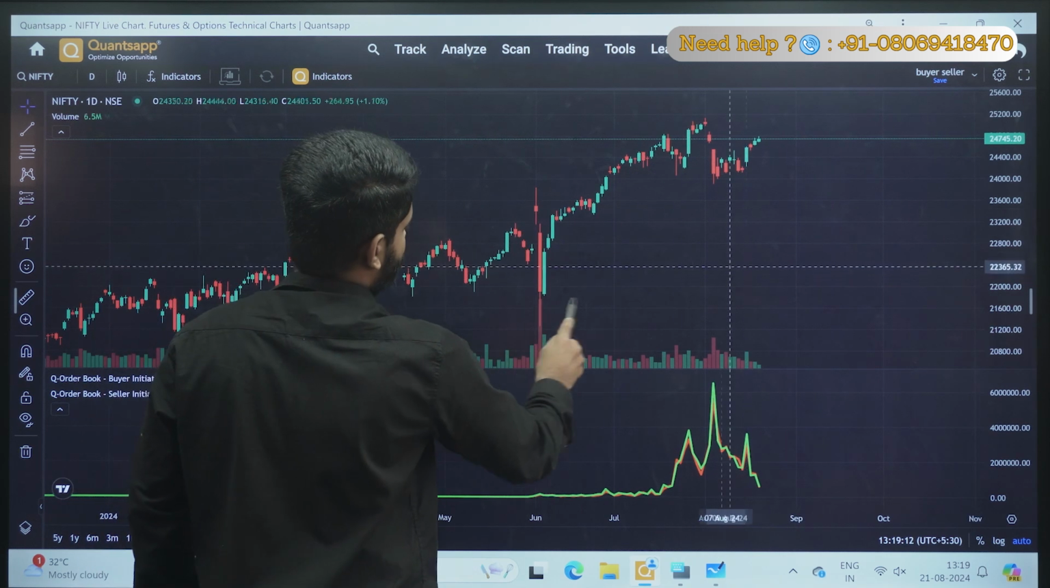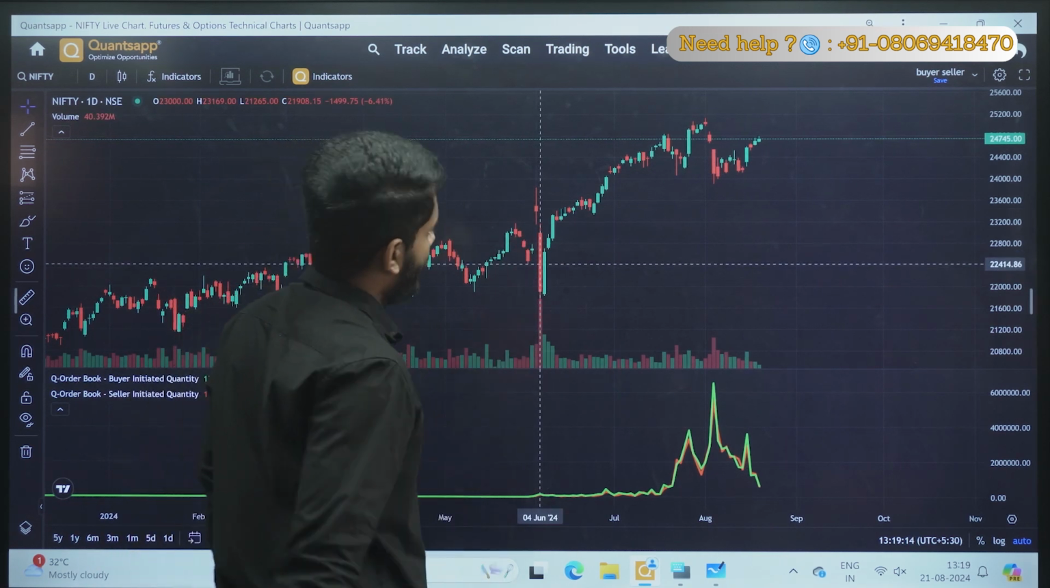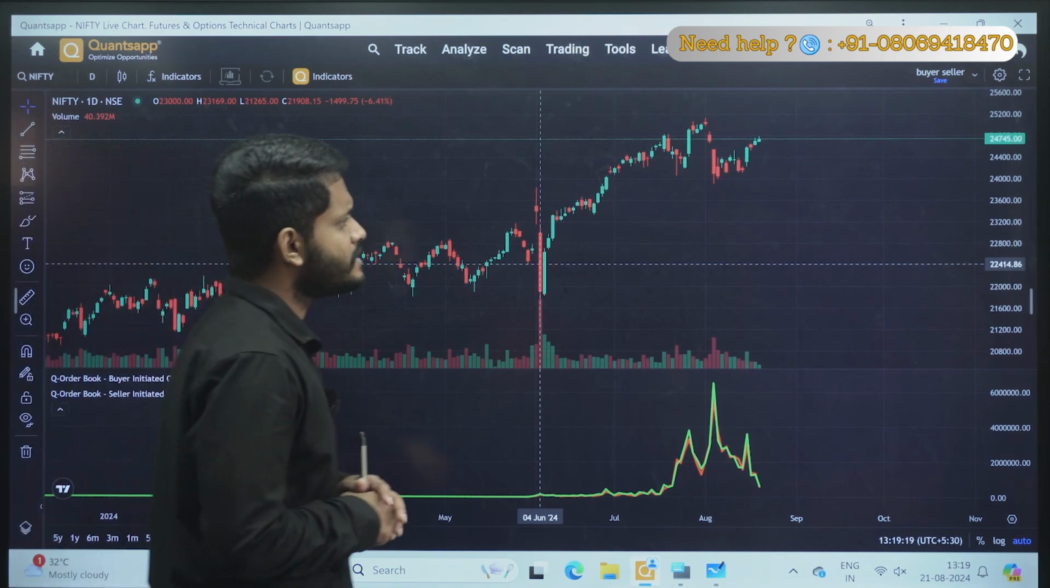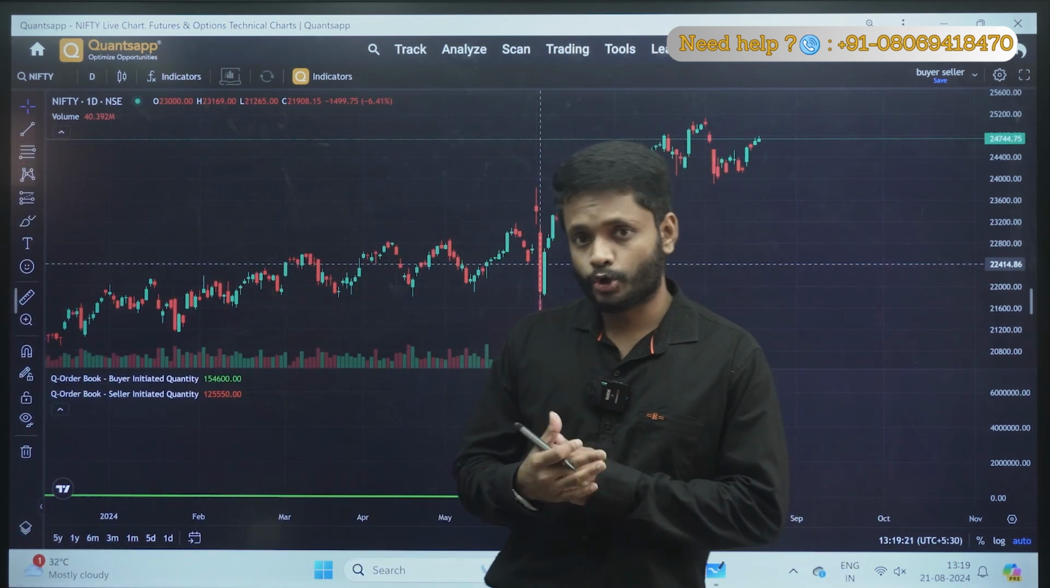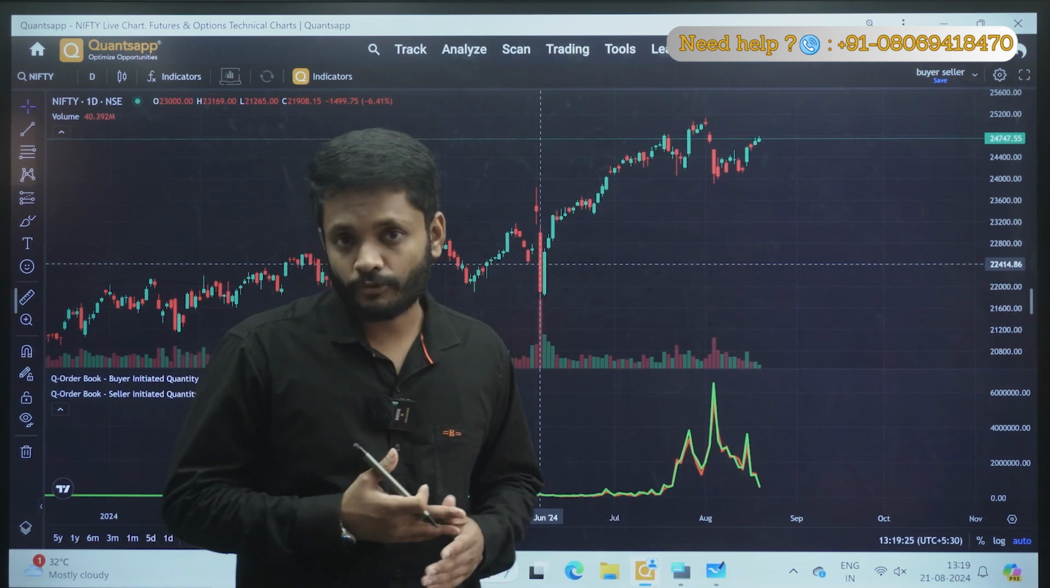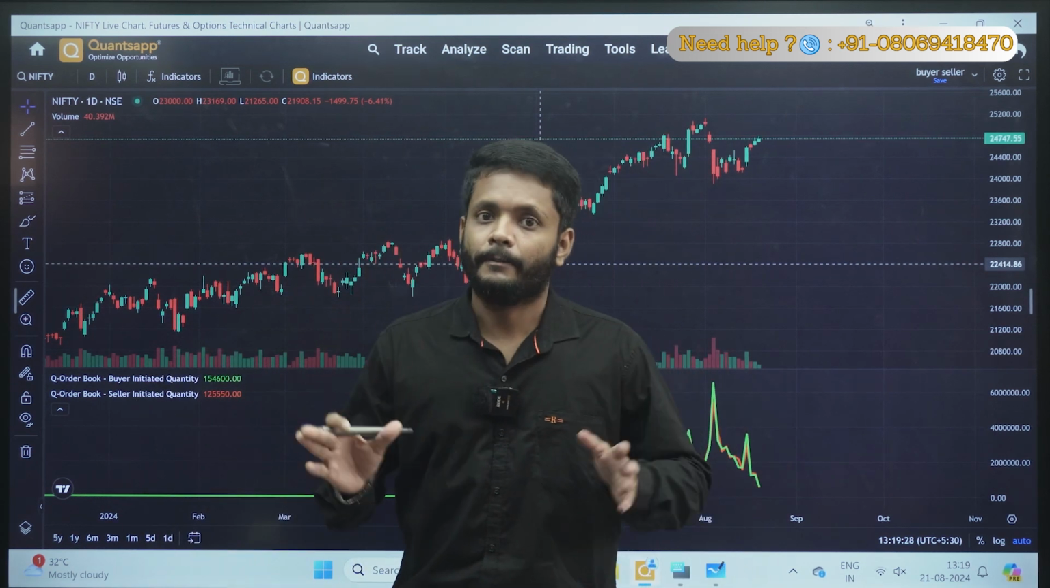See, this was the 4th June candle. Can you see? Approximately a 1700 points fall we saw. So India VIX is a very good tool which will prepare you in advance for any sort of fall. Whenever the VIX shoots up, be careful.